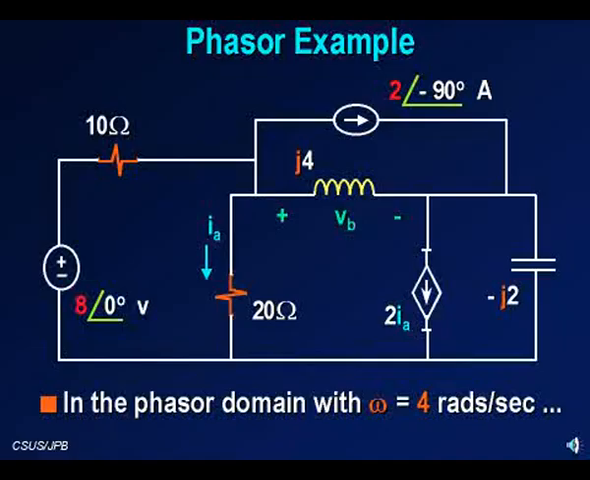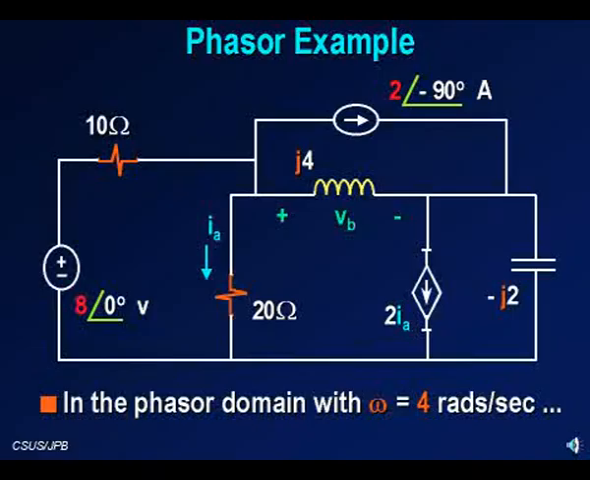Anywhere you have resistors, they stay the same. Anywhere you have a capacitor, you calculate the impedance for the capacitor as 1 over j omega C. You'll notice that I get a minus value for that impedance. A capacitor impedance being 1 over j omega C is equal to minus j divided by omega C, so it's always negative. For the inductor, it's simply j times omega times L, and we get j4.